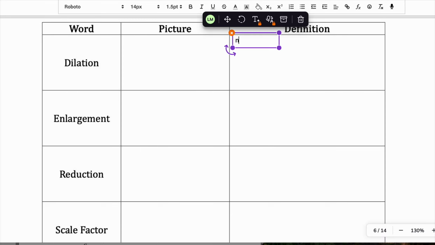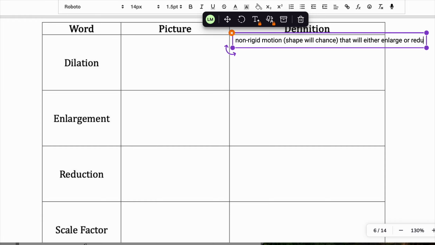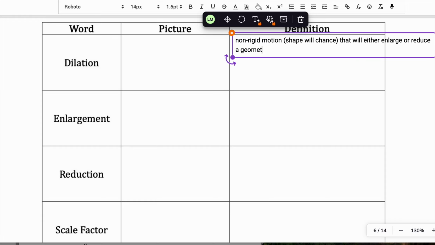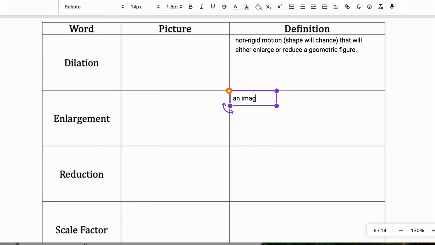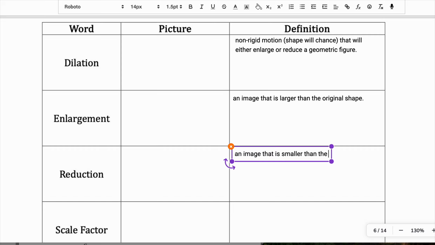A dilation is a non-rigid motion. So that means our shape will change. It will either enlarge or reduce a geometric figure. An enlargement is an image that is larger than the original shape, and a reduction is an image that is smaller than the original shape.